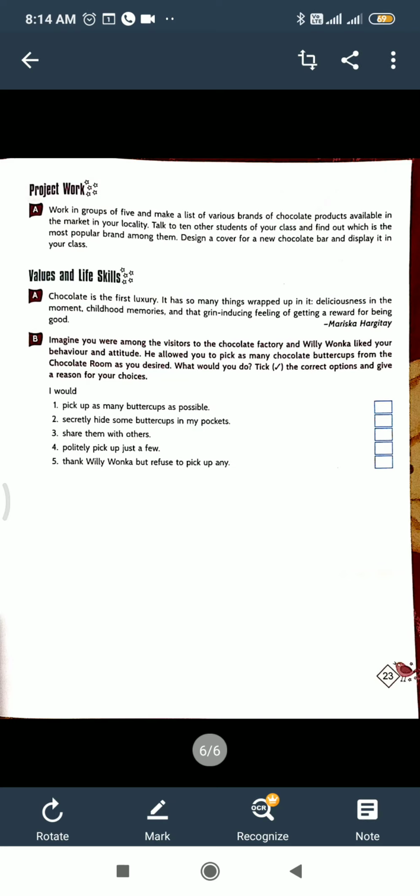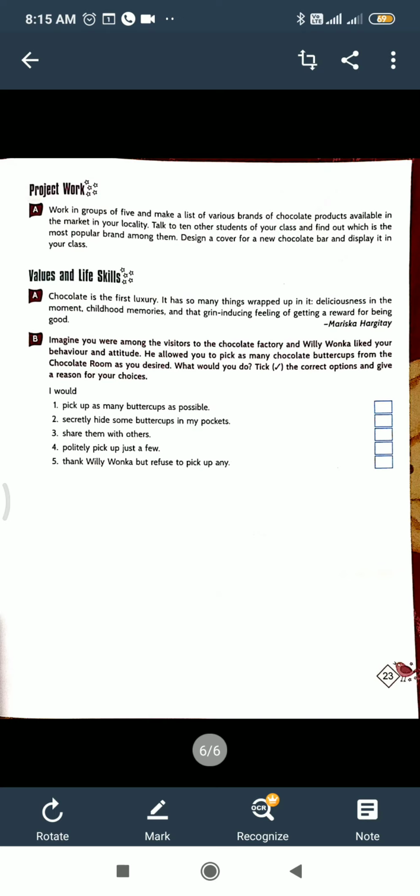And value and life skill. There are good thoughts here. Chocolate is the first luxury and it has so many things wrapped up in it: deliciousness in the moment, childhood memories, and the feeling of getting a reward for being good. Okay, good thought. Imagine you were among the visitors of the chocolate factory and Willy Wonka liked your behavior and attitude. He allowed you to pick as many chocolate buttercups from the chocolate room as you desired. What would you do? Okay. Imagine that you are also welcomed by Willy Wonka and he allowed you to pick as many chocolate buttercups from the chocolate room.